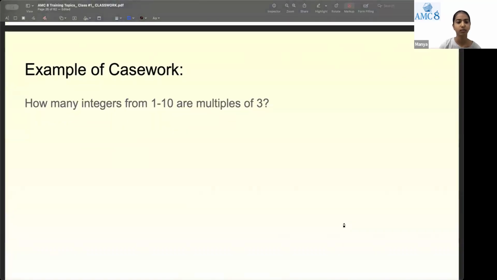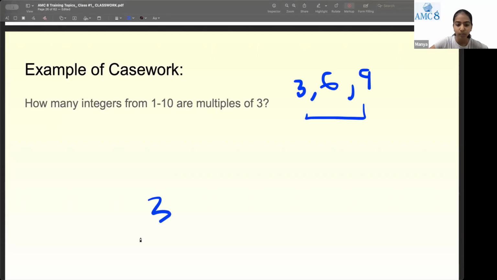Another example of casework is how many integers from 1 to 10 are multiples of 3? So we need to know the multiples of 3 from 1 to 10. So here are the multiples of 3: 3, 6, 9, 12, but 12 is already more than 10. So there's only 3 multiples of 3 from 1 to 10. And that would just be your final answer choice.